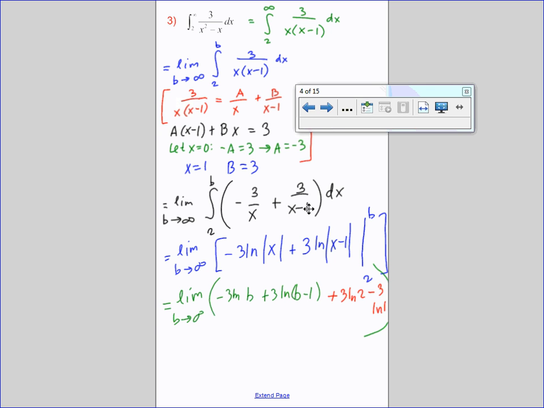So instead, we'll condense this using our properties of logarithms into the log of a quotient, right? So this is really a single log.